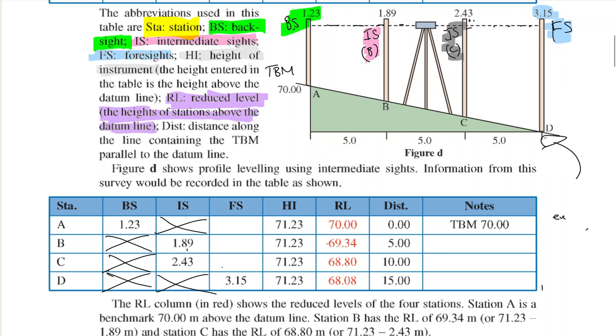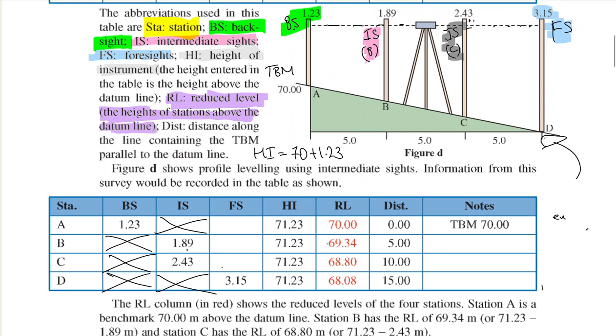Now, to get the height of the instrument, we just do the temporary benchmark plus 1.23, and we get 71.23. Then the height of the instrument is that dotted line. You see that dotted line doesn't change. That's why the height of the instrument is the same all the way. That one there.